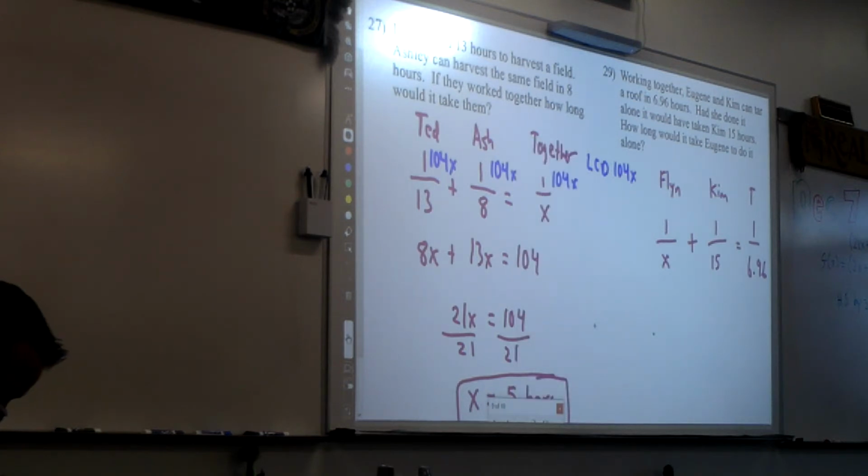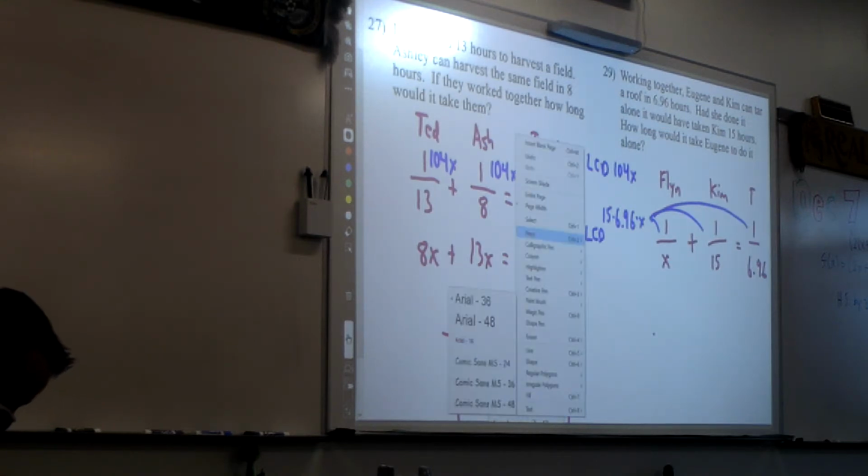Yeah, it's going to be 15 times 6.96. I don't know what that is, so I'm just going to put them all together and write it like this. An LCD is going to be 15 times 6.96 times x. And I'm going to multiply that to all the numerators. That way it's easier to see what cancels out and what's left over.